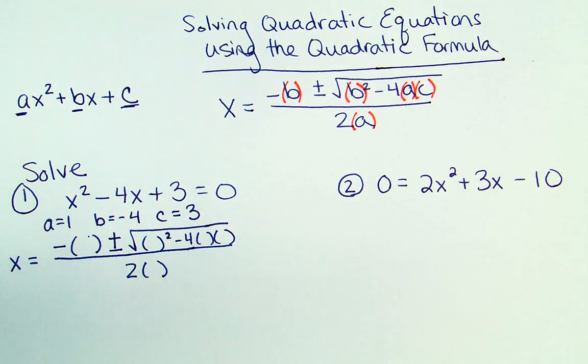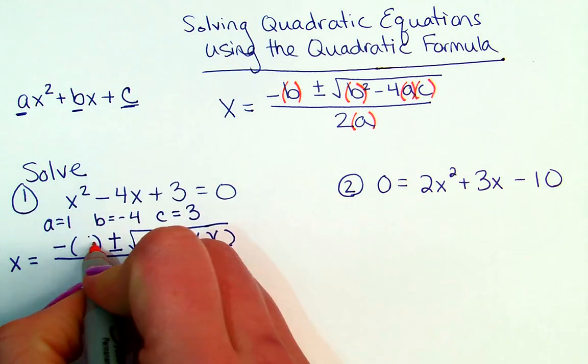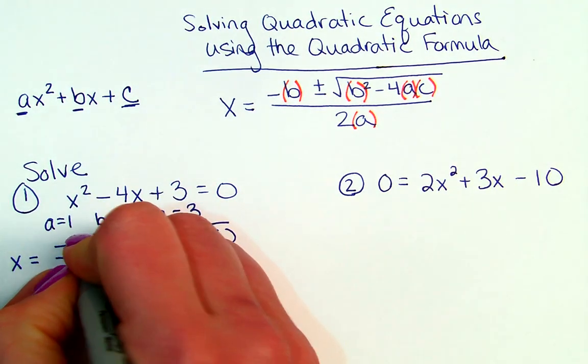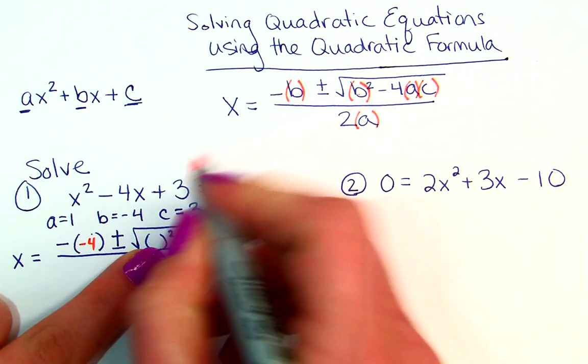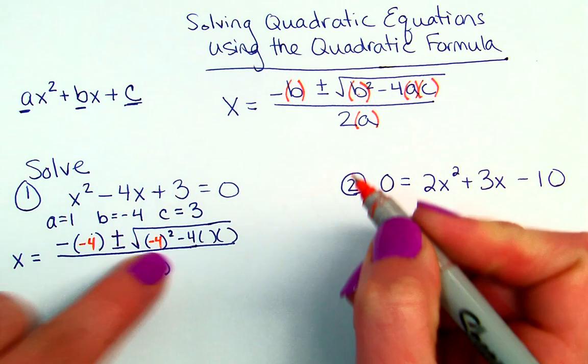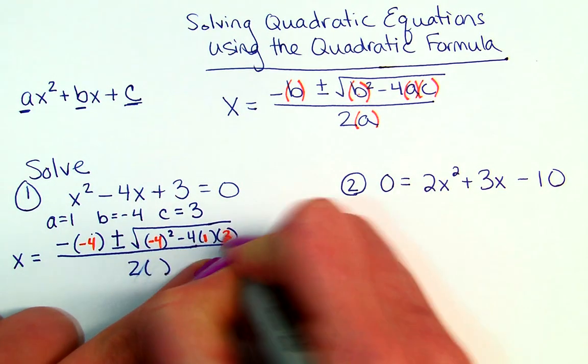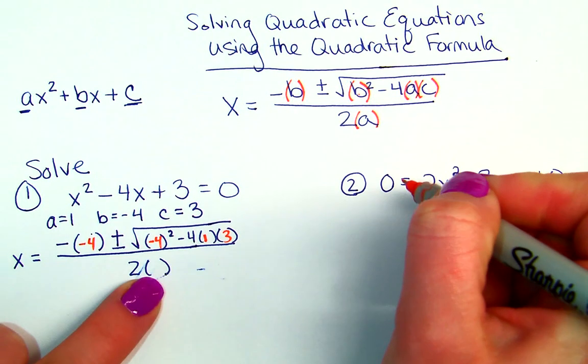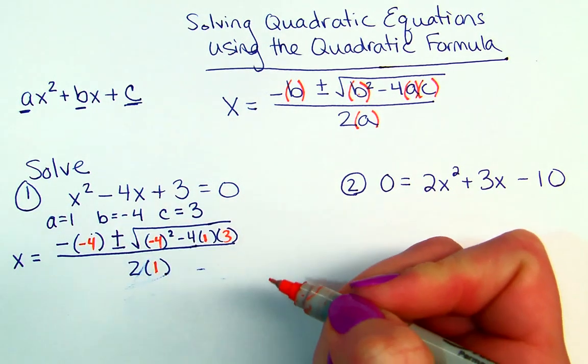And then I plug in the values provided. So B goes first, so it's -4. Then b squared, so that's -4 again. A is 1, and c is 3. So I just followed along with the top here. And then 2 times a is 1.